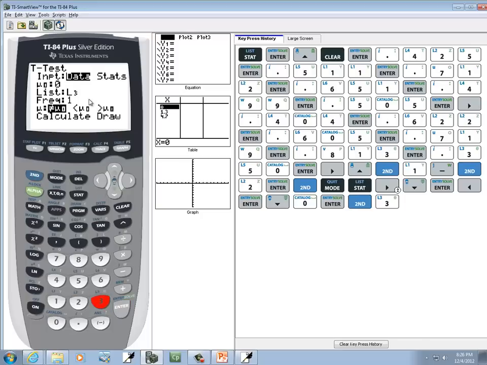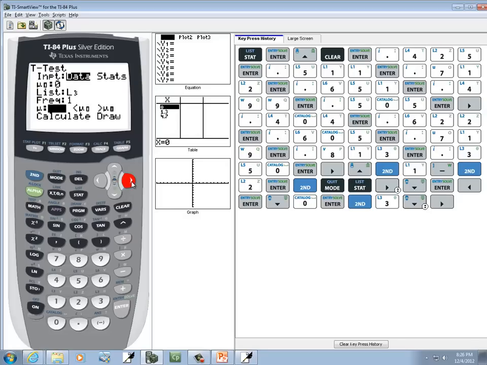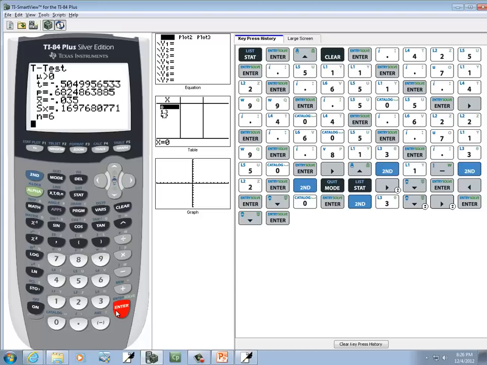Now later on, when you need to do this test for a different claim and you put your data in L1, be sure you change that back to L1. Frequency is fine as 1. You don't need to change that. The symbol on H1 was a greater than. So I'm going to right arrow over, put my flashing cursor on the greater than, and press enter. Then I'll down arrow to calculate and press enter.